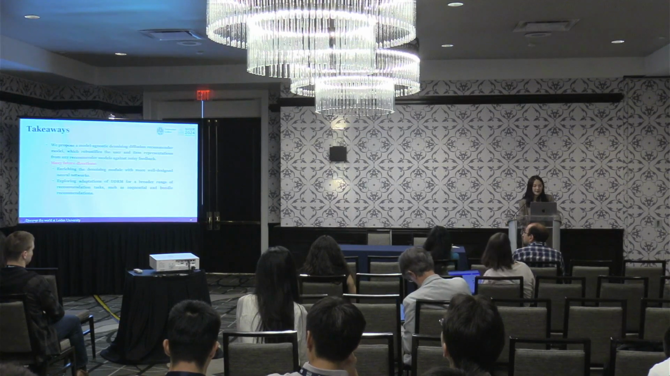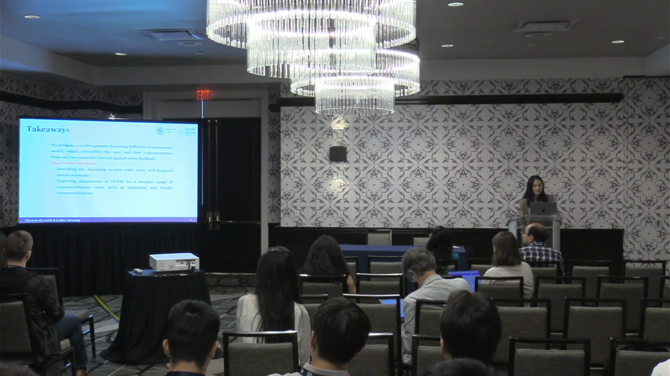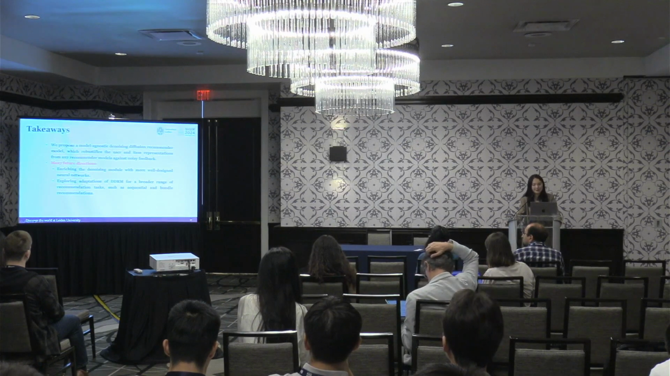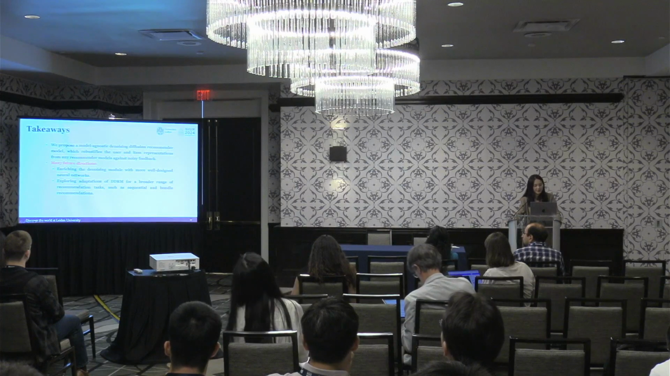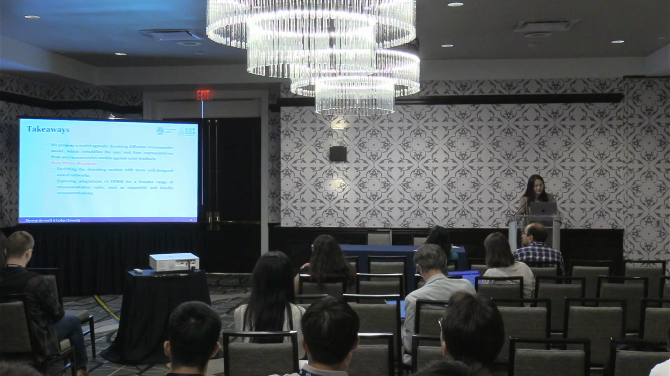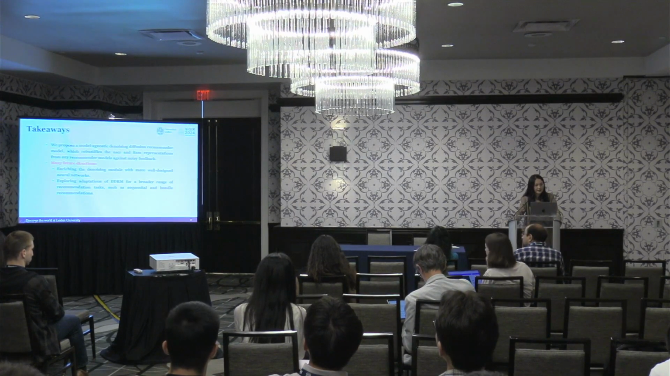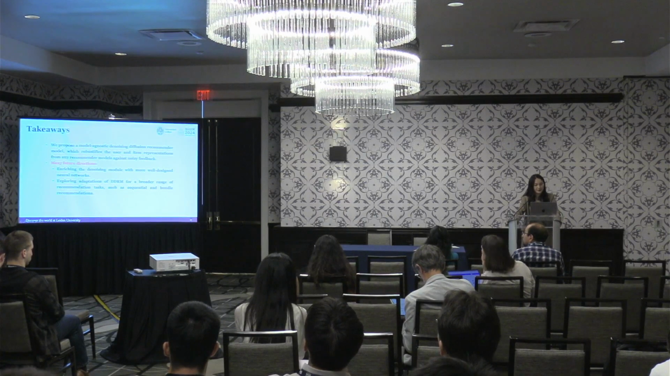And the final part is the takeaways. So we propose a model-agnostic denoising diffusion recommender model, which robustifies the user and item representations from any recommender models against noisy feedback. And there are some future directions that might need to be explored. The first one is that we can enrich the denoising module with a more well-designed neural network. The second is that we can explore adapting DDRM for a broader range of recommendation tasks.